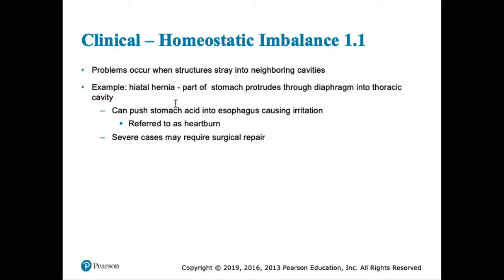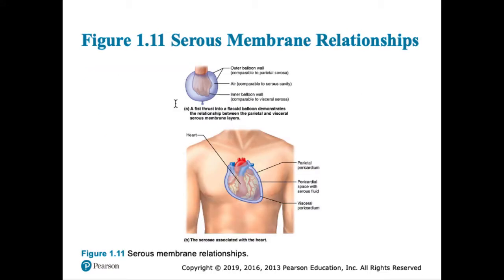Problems can occur if they stray into neighboring cavities. There's lots of different examples, and we'll talk about them throughout the semester. Hiatal hernia is the easiest one to mention because some people have experienced that before, maybe even if it's not major, you might have some minor experience with that.